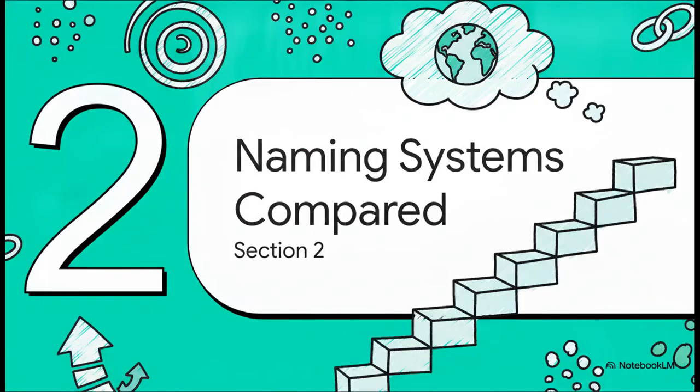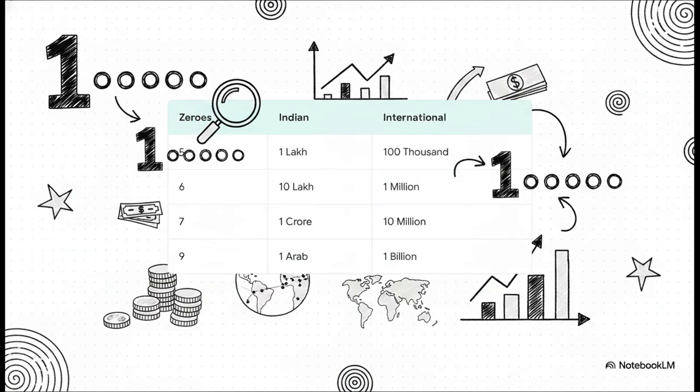Section 2. Naming systems compared. All right, now that we've felt the weight of these numbers, let's take a step up. We need to know how to actually name and write these beasts. This comparison shows the difference between the Indian place value system and the international system. The entire secret to translating between them literally just comes down to counting zeros.